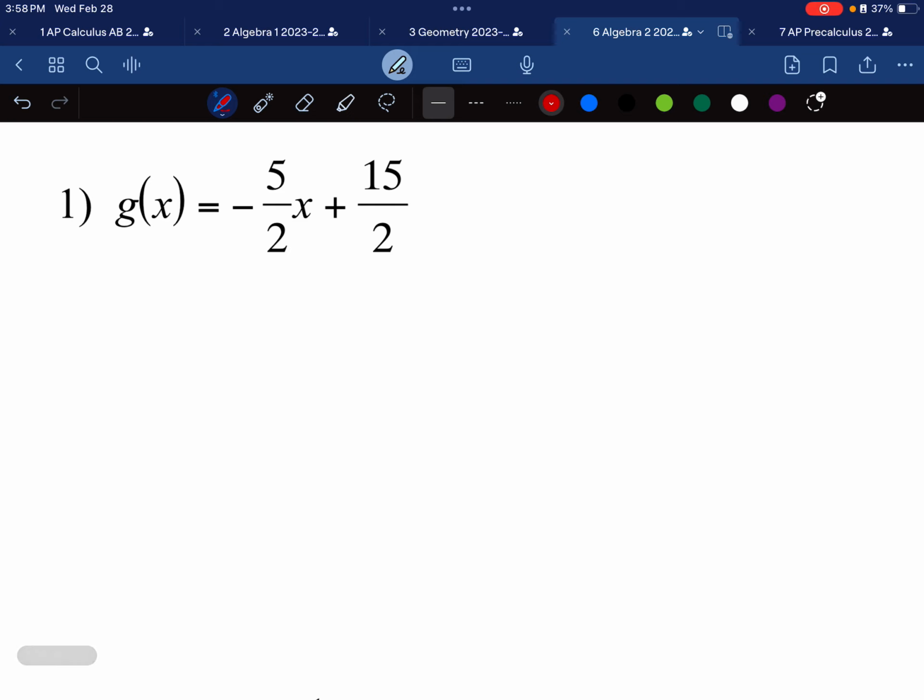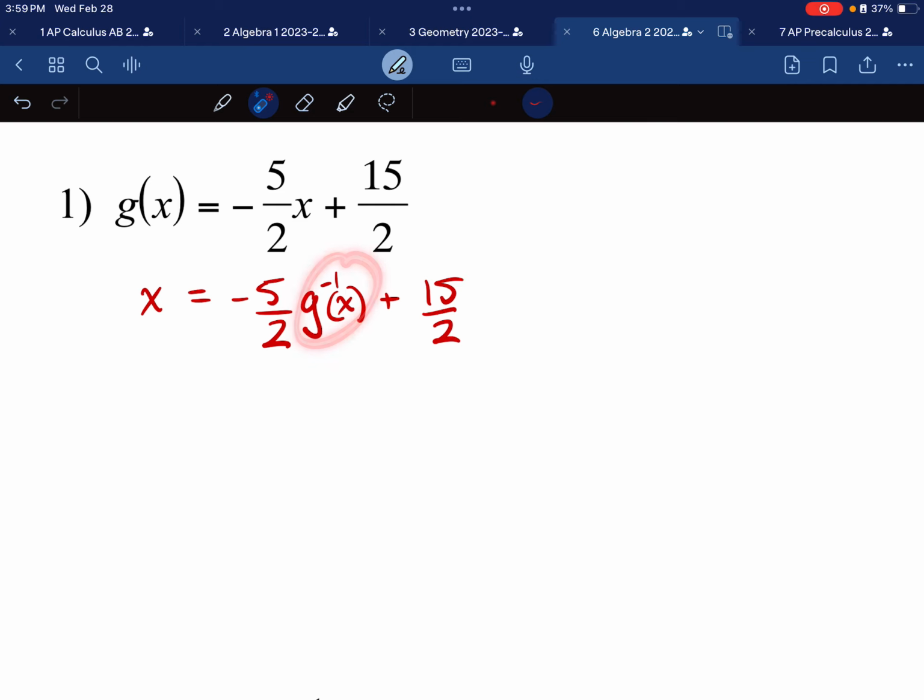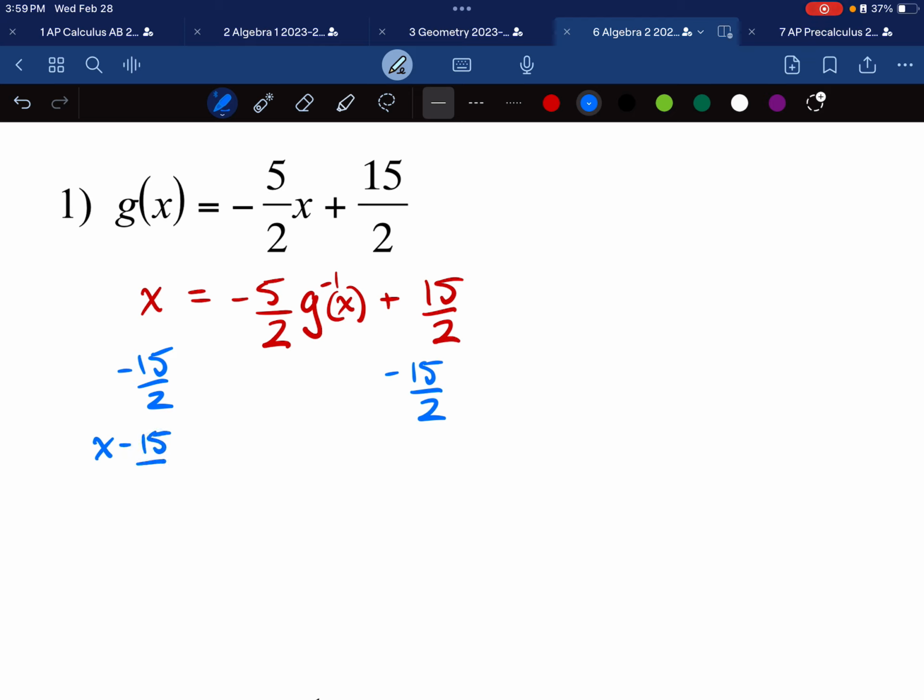So I'm going to say that this is now x, and that's going to be equal to negative 5 halves. And instead of x here, I'm writing the y-coordinate, which now, instead of being g of x, is g inverse of x, because we've officially switched it, plus 15 halves. All right, so I need to undo things happening to g inverse of x. The first thing that I do if I'm undoing PEMDAS is getting rid of addition or subtraction. I'm going to get rid of this addition by subtracting 15 halves from both sides. So minus 15 halves, minus 15 halves, and that's going to leave me with x minus 15 halves, and that's going to be equal to negative 5 halves of g inverse of x.